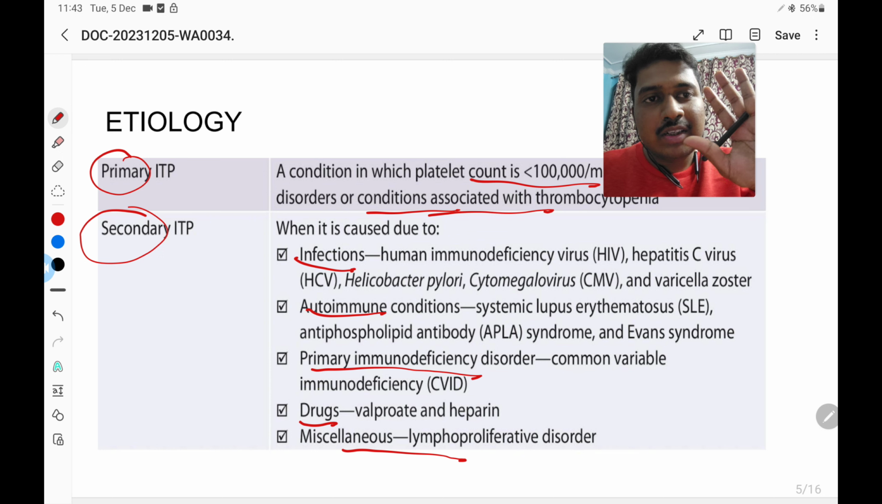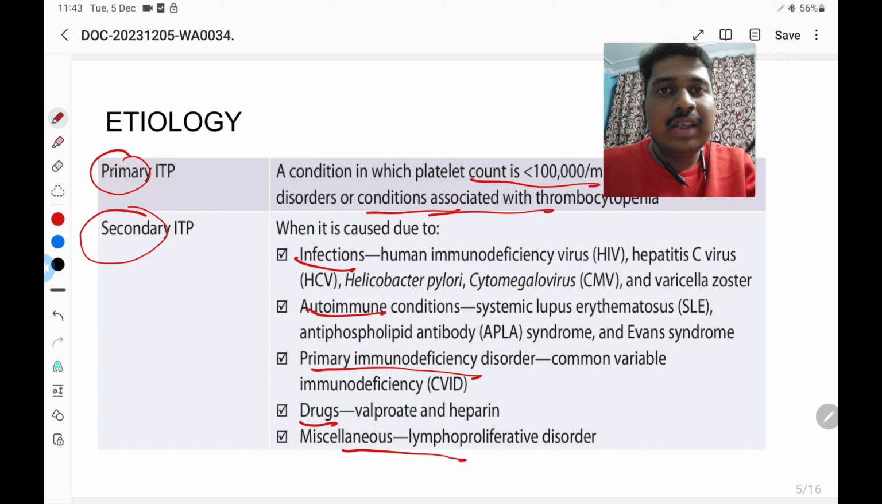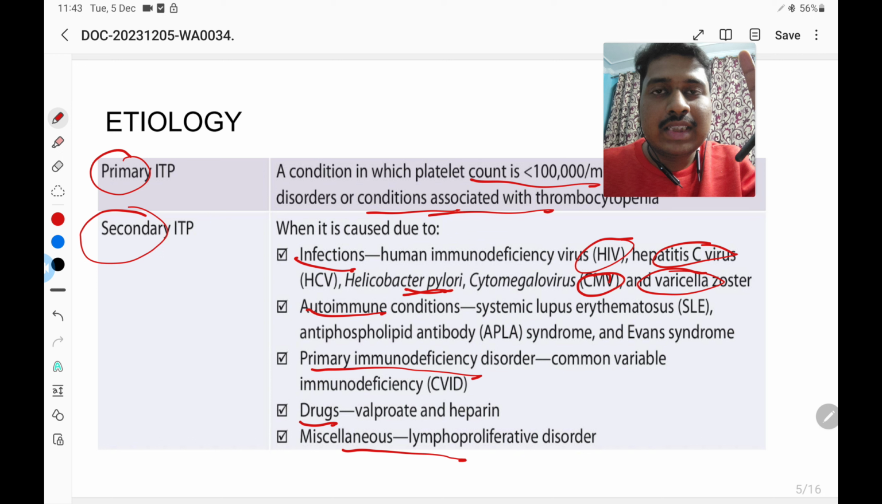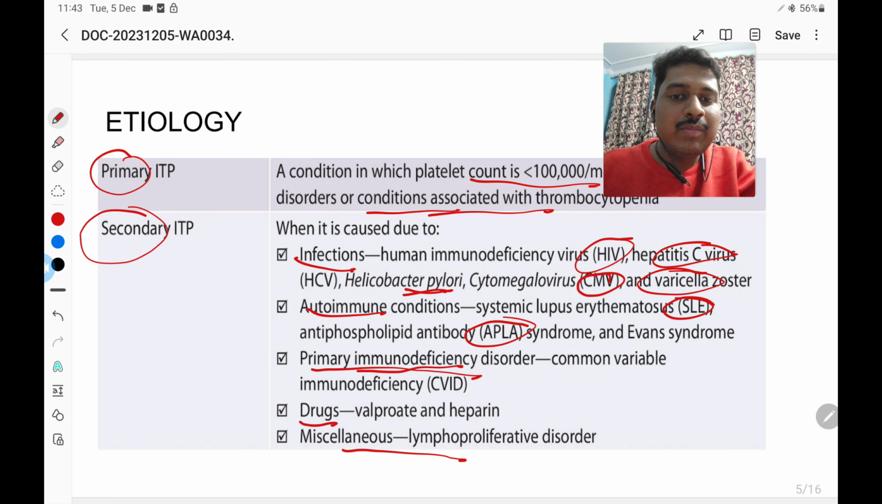So which are the infections that you have to remember? Just remember that ITP is mainly caused by viral diseases. So you have HIV, hepatitis C, CMV, varicella, and one more, a bacterium you have to remember, is Helicobacter pylori. Then autoimmune conditions, remember 2 conditions. Only these 2 will be important for exams: SLE and APLA. In primary immunodeficiency disorder, you will be seeing CVID. Drugs, especially remember heparin, because heparin causes heparin-induced thrombocytopenia, and then miscellaneous, that is lymphoproliferative disorders or malignancy.